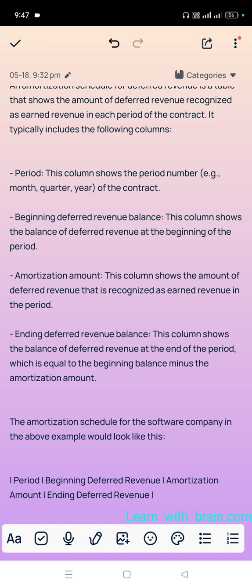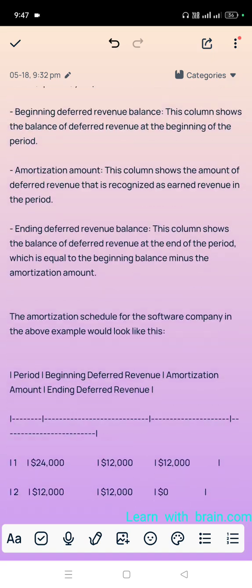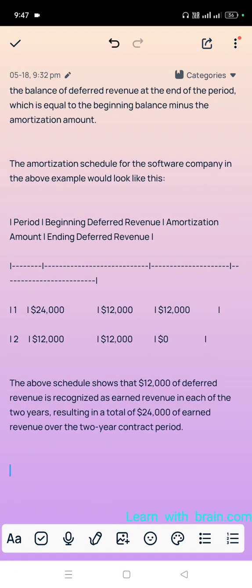Next, ending deferred revenue balance. This column shows the balance of deferred revenue at the end of the period, which is equal to the beginning balance minus the amortization amount. So that means in our example, at the end of the first year, we have a balance of $12,000 for the next year. Next, the amortization schedule for the software company in the above example would look like this. Actually, it's a note. I did not prepare a table for this.